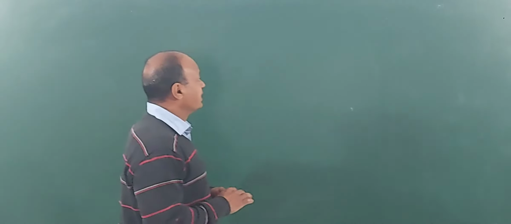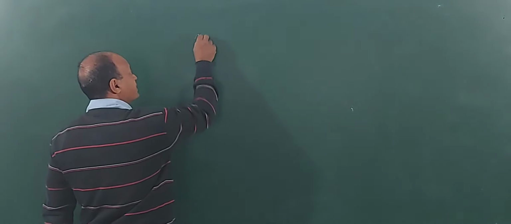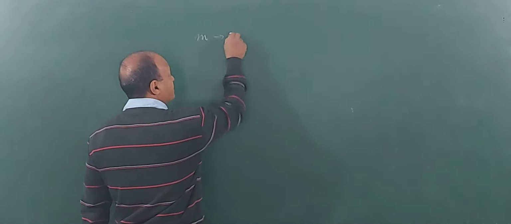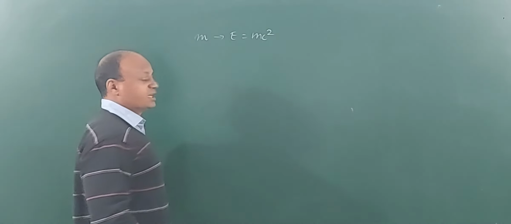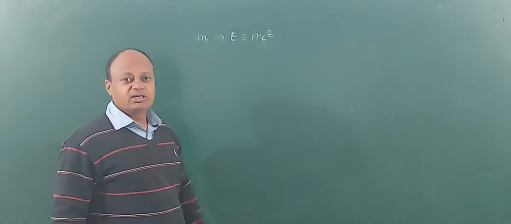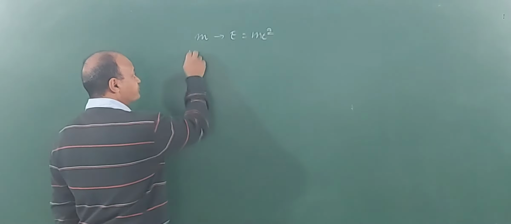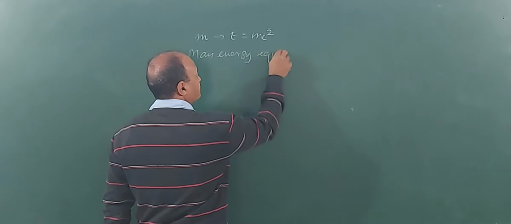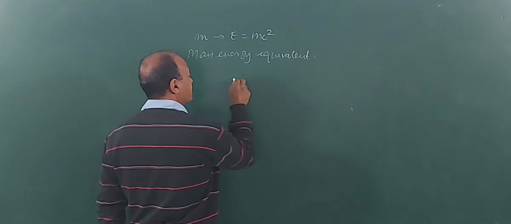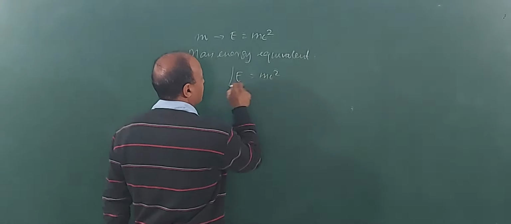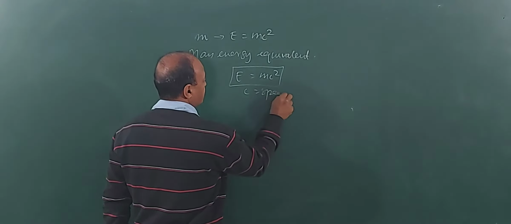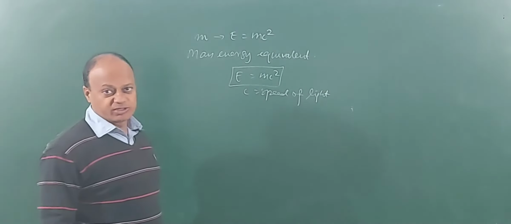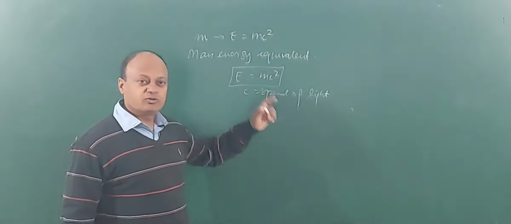Now Einstein said that if we consider a mass m, then its energy equivalent will exist as E is equal to mc square. This is the famous mass energy equation that we call mass energy equivalence: E is equal to m into c square, where c is what? Speed of light. That means mass can be converted into energy using which equation? E is equal to m into c square.